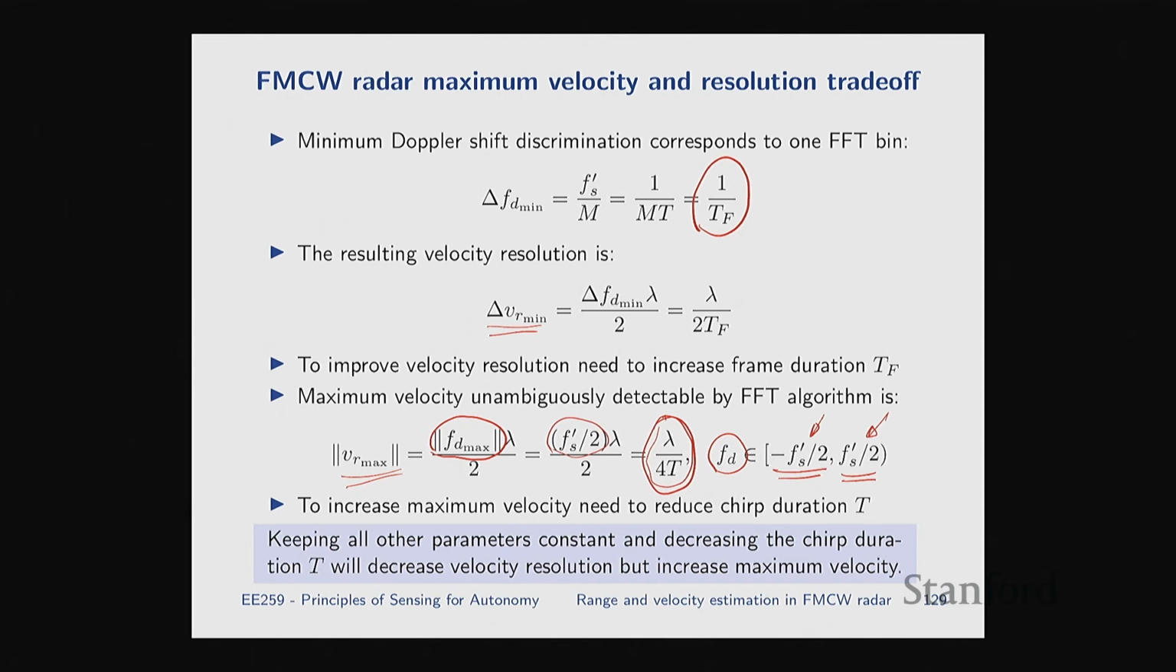Okay, so here's another trade-off for you. If you keep all the parameters constant and just decrease the chirp duration T, what happens is that it will decrease velocity resolution. Why does it decrease velocity resolution? Because if you decrease T, you decrease T_F, and your delta V goes up. So you lose velocity resolution, but you increase maximum velocity, again, because your T goes down, your maximum V goes up. So that's a trade-off between velocity resolution and maximum velocity that you can detect with the FFT algorithm. Any questions? Yes?